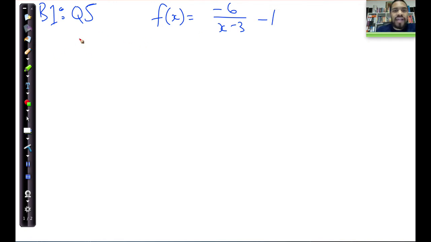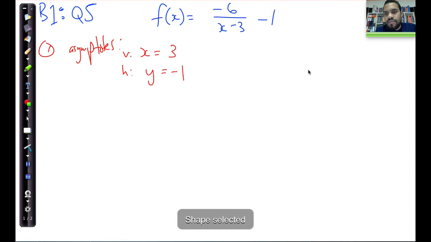Let's start with our asymptotes, right? What do we know about our asymptotes? Firstly, the vertical asymptote is going to be x equals 3. And then the horizontal asymptote is going to be y equals -1.